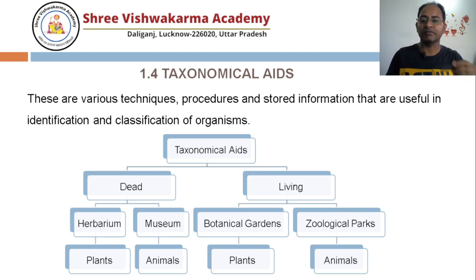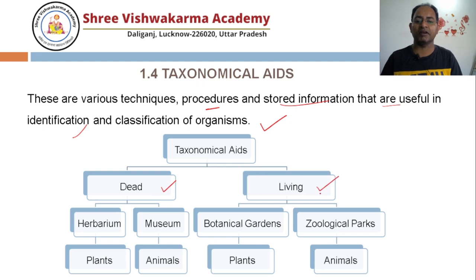Likewise, what are the different things, the criteria, the instruments by using which scientists can easily do the taxonomical study? Those are known as taxonomical aids. These are various techniques, procedures, and stored information that are useful in the identification and classification of organisms. So how many types of taxonomical aids are there? Some taxonomical aids can keep dead organisms, some can keep living organisms. In the dead, if it is a plant, we can keep it in the herbarium.